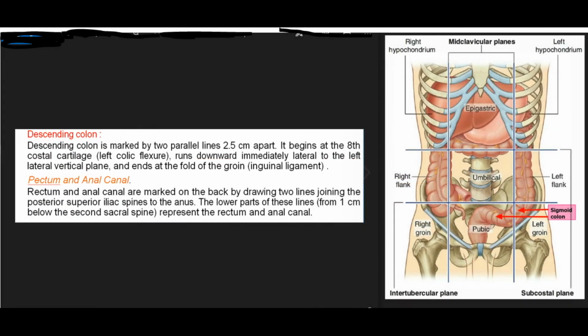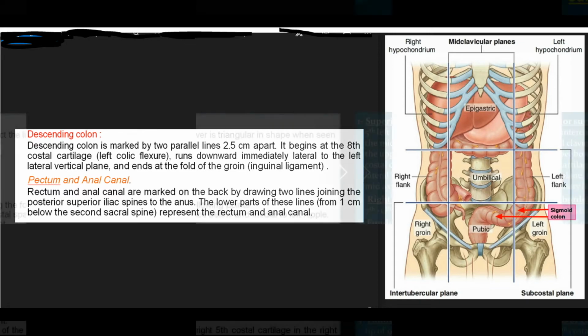Descending colon. Descending colon is marked by 2 parallel lines 2.5 cm apart. It begins at the 8th costal cartilage, left colic flexure, runs downward immediately lateral to the left lateral vertical plane, and ends at the fold of the groin, inguinal ligament. Rectum and anal canal. Rectum and anal canal are marked on the back by drawing two lines joining the posterior superior iliac spines to the anus. The lower parts of these lines, from 1 cm below the second sacral spine, represent the rectum and anal canal.